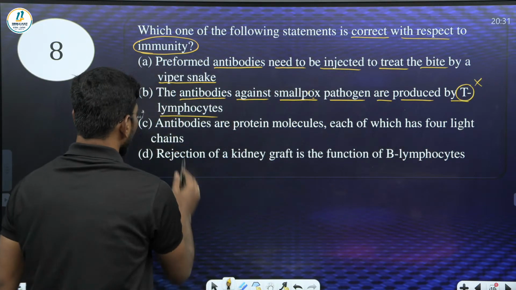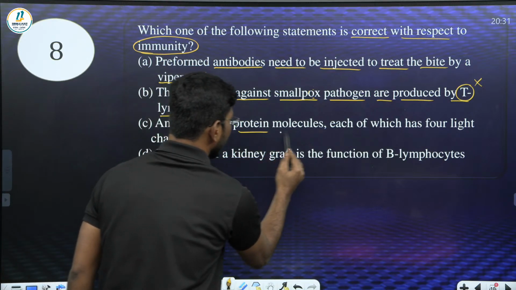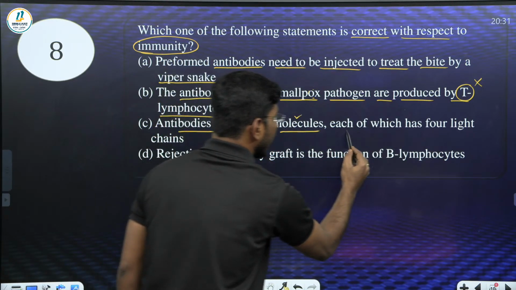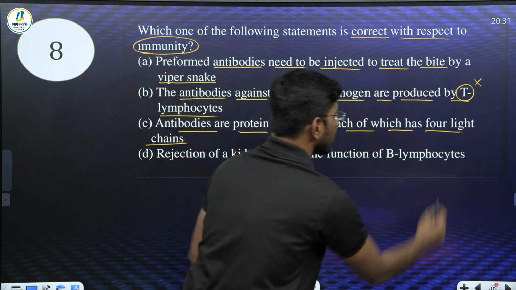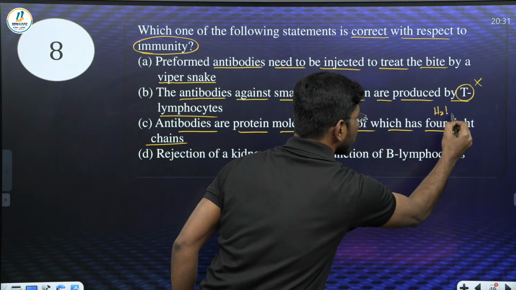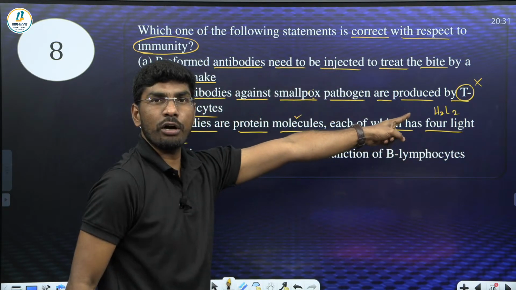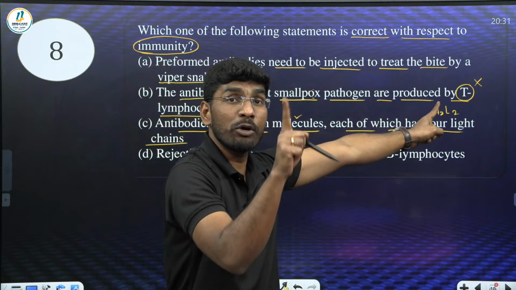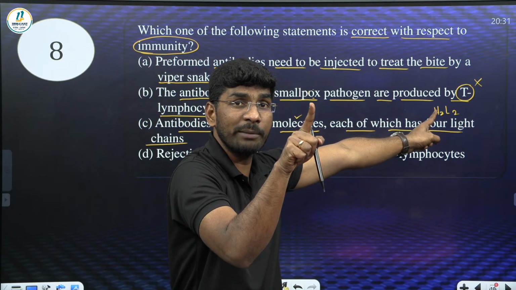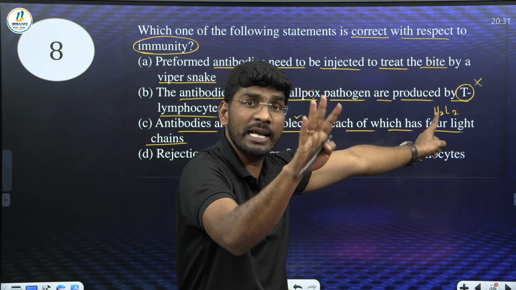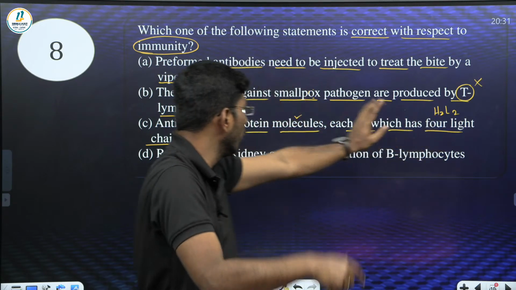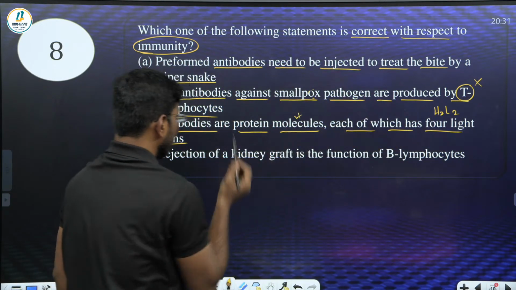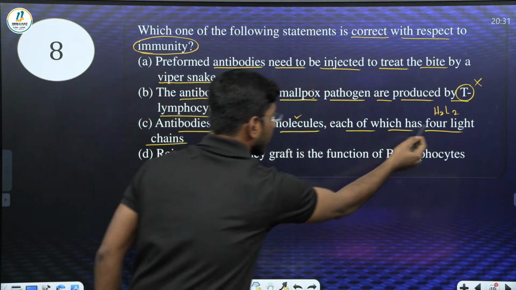What's wrong in C? Antibodies are protein molecules, we know it is a polypeptide, each of which has 4 light chains. Oh my god, not 4 light chains, my dear. Heavy 2, H2L2. Structure of antibody, thoroughly prepare beta, because last year there was no question from antibody structure, so this academic year we can expect structure of antibody. Cancer, properly prepare and go. So this is not the correct answer. Okay, I am leaving this one. Till here it's correct, but after this it is not correct.